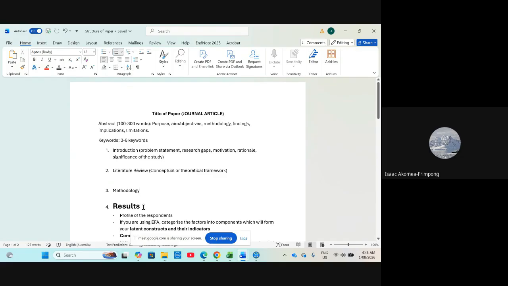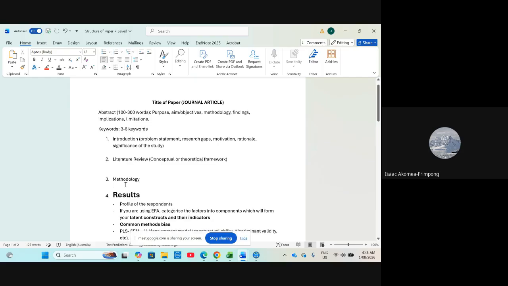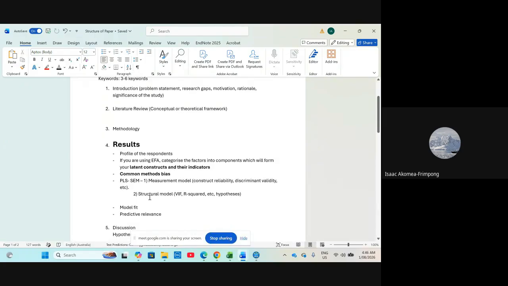Now you come to the results section. So after you have described your data analysis procedure, now you give us the results, the outcome from your data analysis. So I started by showing you some of them, but what I showed you the other time is not like you have to go by it strictly, because it depends on how you want to structure your paper. But I just gave you a guideline.